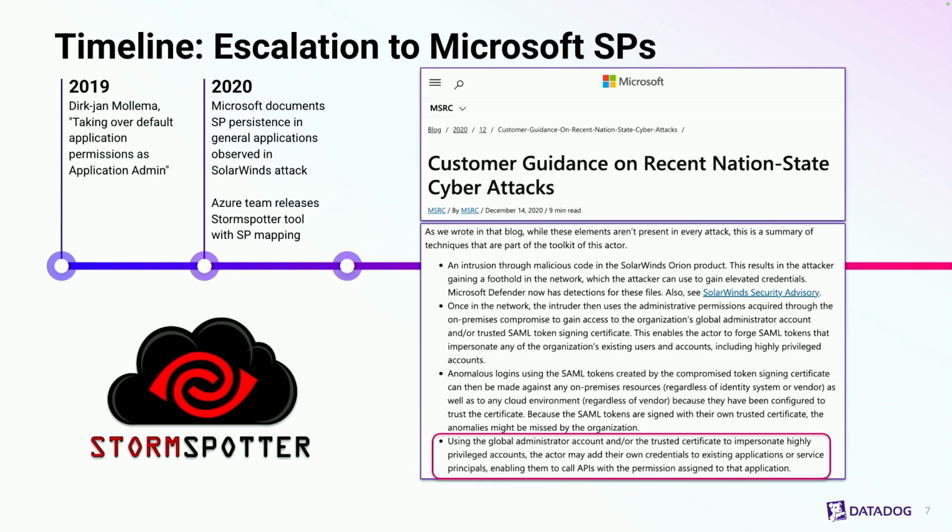In 2020, there was some threat actor activity, not directly related to first-party app takeover, but general applications. We'll talk more about how that works in a sec, but what you need to know is threat actors were starting to pay attention. The Azure team also released their Storm Spotter tool, which helped a little bit more with mapping permissions that service principals had to understand the risk that certain applications might impose.